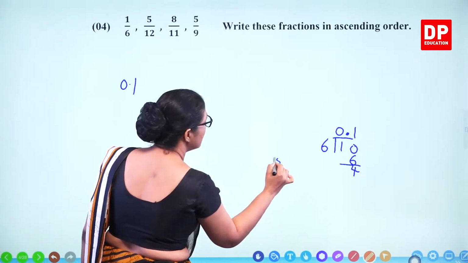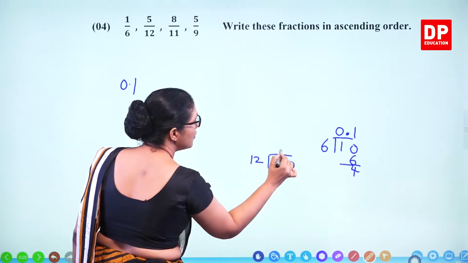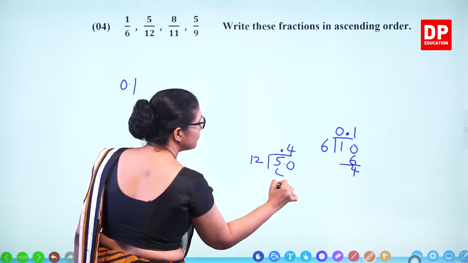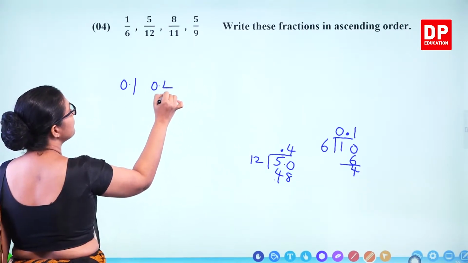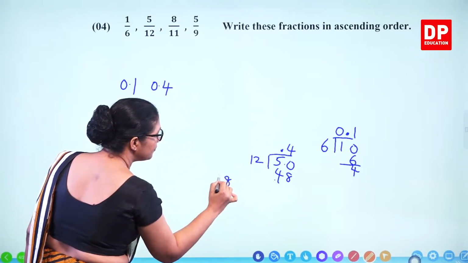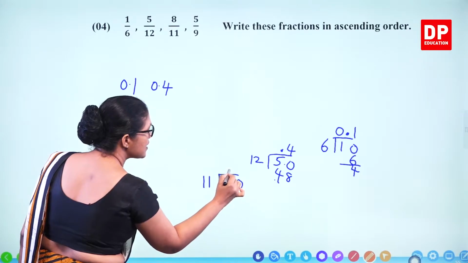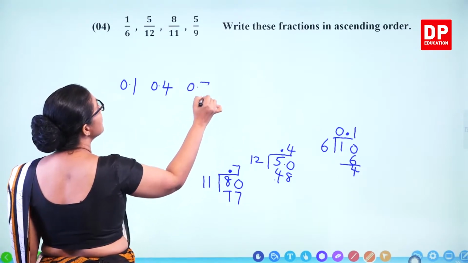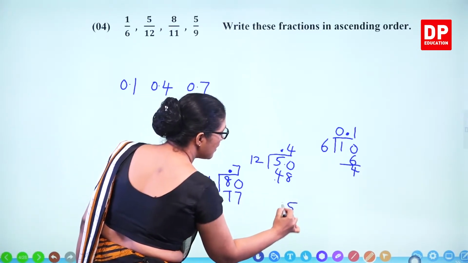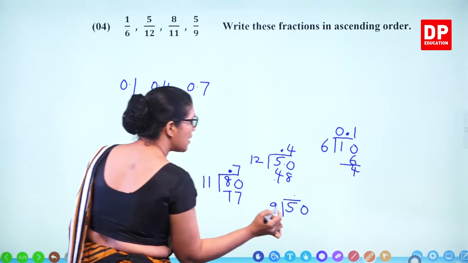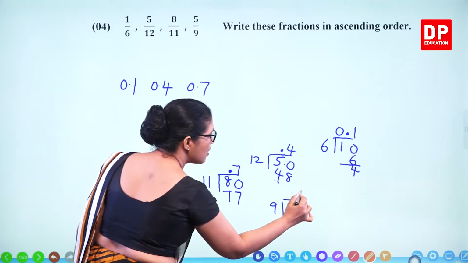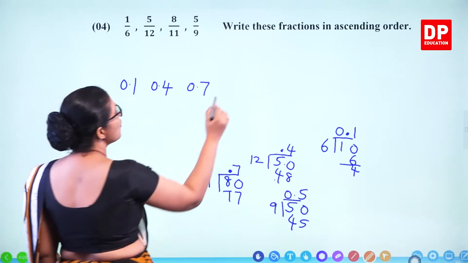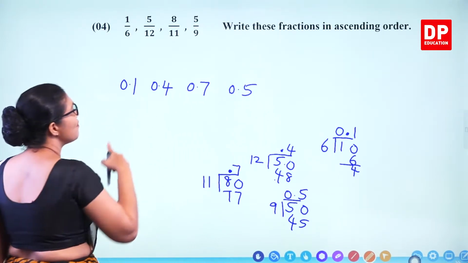5 over 12. What's the value? 12 times 4, 48. So 0.4 roughly. 8 over 11. For 80, that's 0.7 because 77. So 0.7. And 5 over 9. 9 times 5, 45. So this is just correct to one decimal place. So 0.5. Now you can easily find out the lowest.